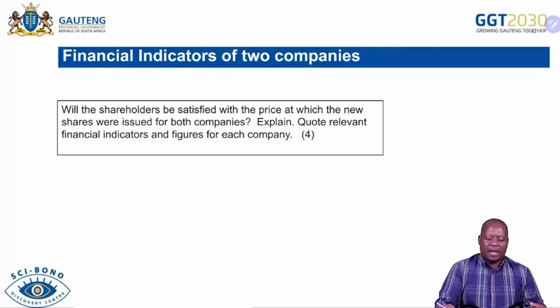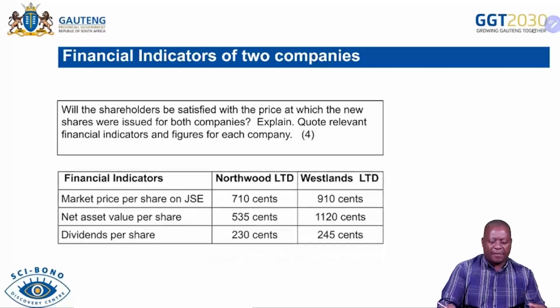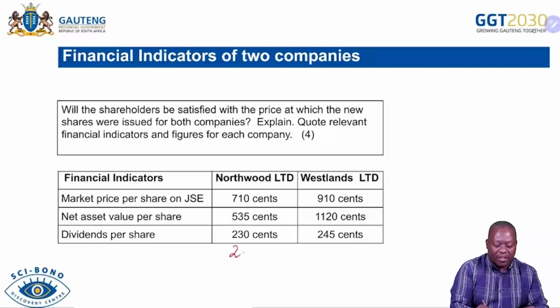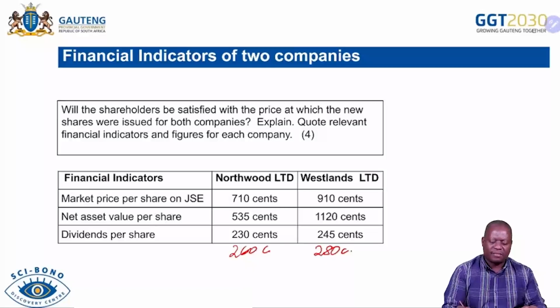Explain. Now, there is something that is happening here. The companies have decided to issue shares. And then they are issuing these shares. This one is issuing at 260 cents. This one is issuing at 280 cents. Is it making sense? I'm wondering.